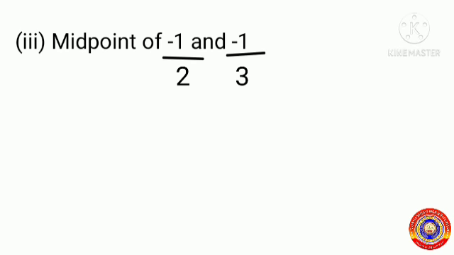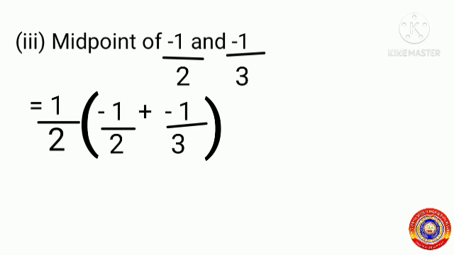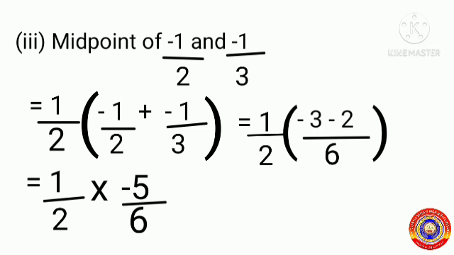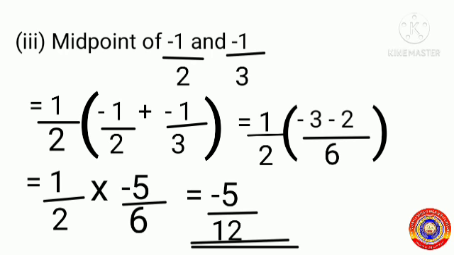The third one, we have to find the midpoint of minus 1 by 2 and minus 1 by 3. So, which is equal to half of minus 1 by 2 plus minus 1 by 3, which is equal to half of minus 3 minus 2 by 6 by cross multiplying. 1 by 2 into minus 5 by 6 is equal to minus 5 by 12.